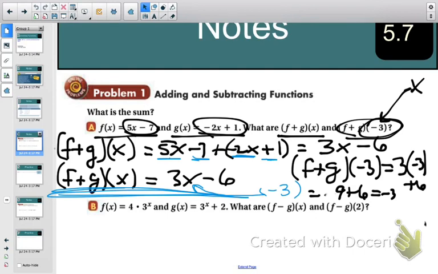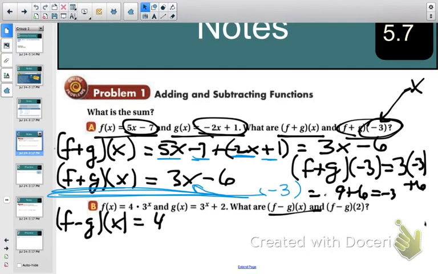Okay, so now we have these exponential functions. 4 times 3 to the x is f of x, and g of x is 3 to the x plus 2. What is f subtract g of x? And f minus g of 2. So let's find this one first. So f subtract g of x.